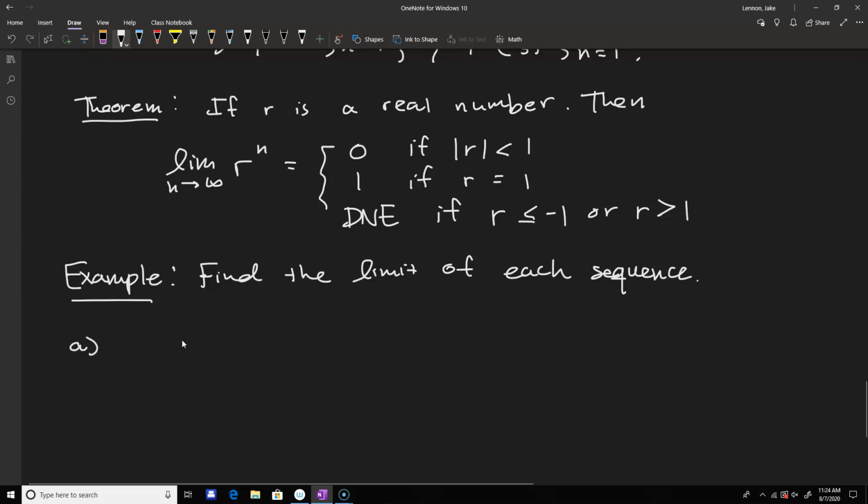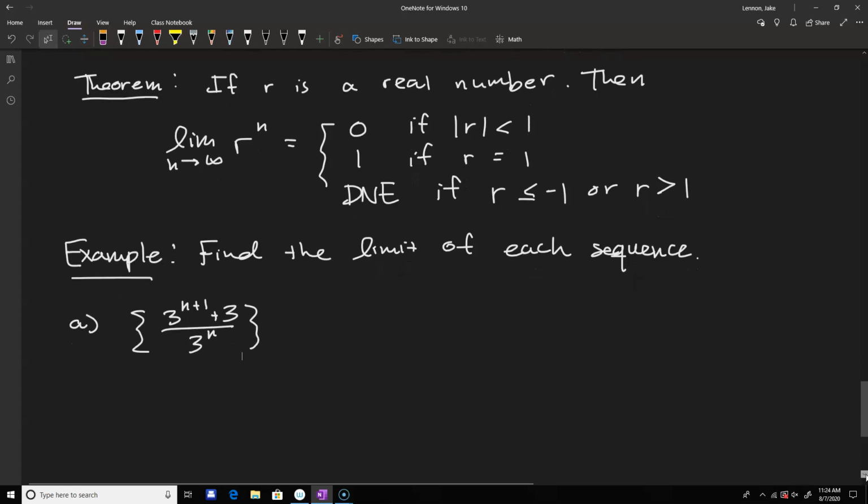So let's say, if we don't have any limits on the outside, just assume it's going from 1 to infinity. A lot of times those will be left off. Let's say we have (3 to the n plus 1 plus 3) over 3 to the n.